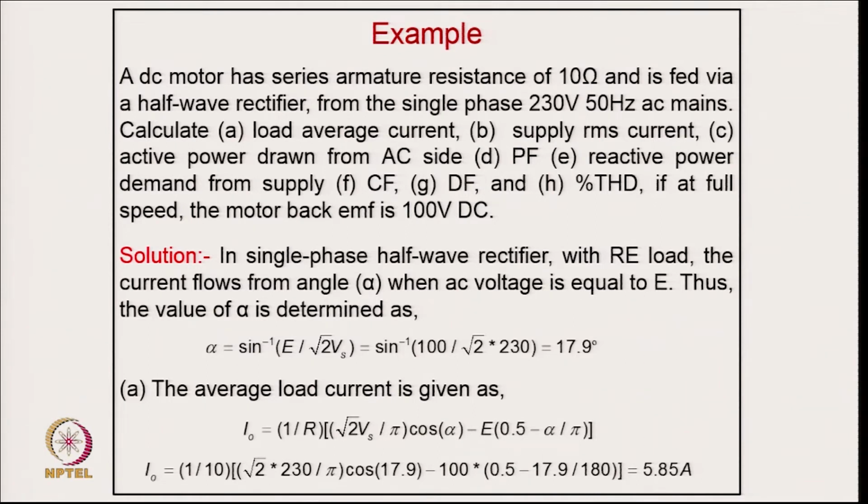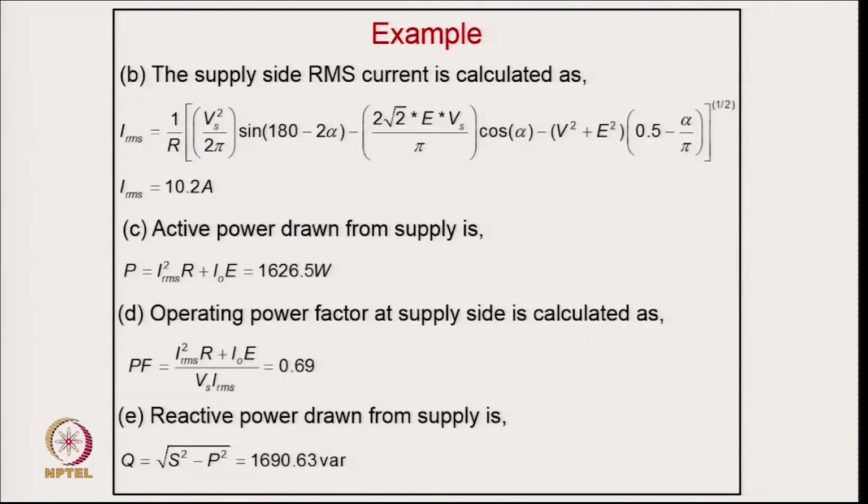In a single phase half wave rectifier with an RL load, you can find the conduction period. It will start conducting when the supply voltage goes greater than the back EMF. So, that is the angle at which the current starts, and it will quench a little later because of the inductor. From this you can find the average current, corresponding to this angle. Then you can find the RMS current corresponding to that. The active power consumed, which is virtually going to the DC motor, is the armature loss.